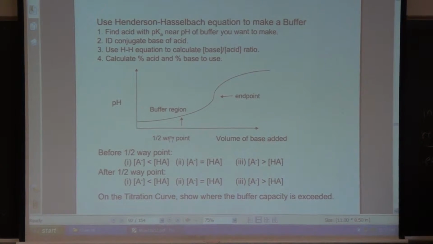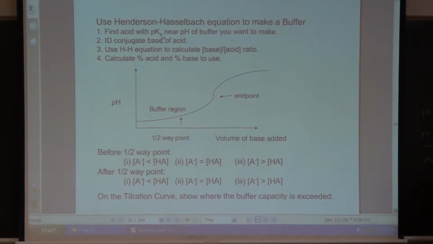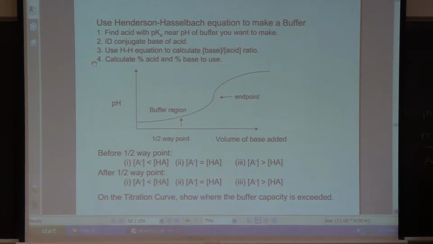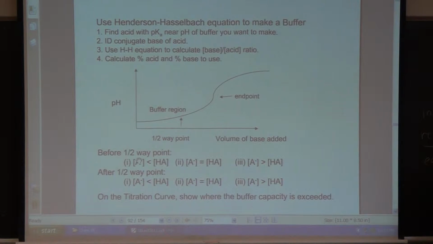Okay, then we also looked at this. We used this equation to make a buffer. And we followed these 4 steps to figure out which acid to use and how to make that buffer. Now, note that at the halfway point, A minus equals HA. Before the halfway point, what's true? A minus is less than HA, A minus equals HA, or A minus is greater than HA. Okay, so is it 1, 2, or 3?